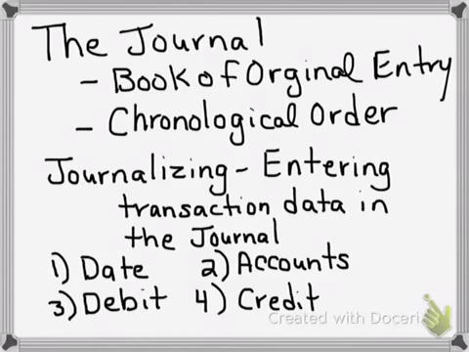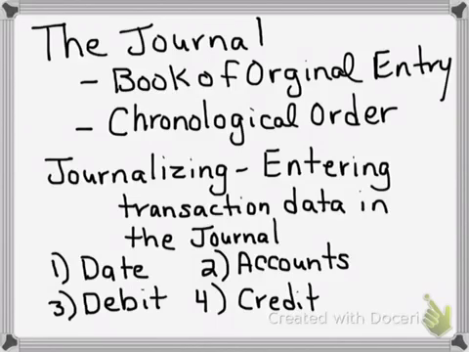All right, the next part of chapter 2 that I want to look at starts with the journal itself. So the journal is a book of original entry. It is listed in chronological order, which means that January 1st comes, then January 2nd, then January 3rd, and that's how the journal is actually listed, by date.